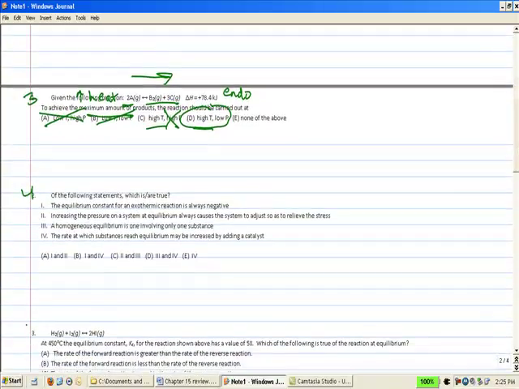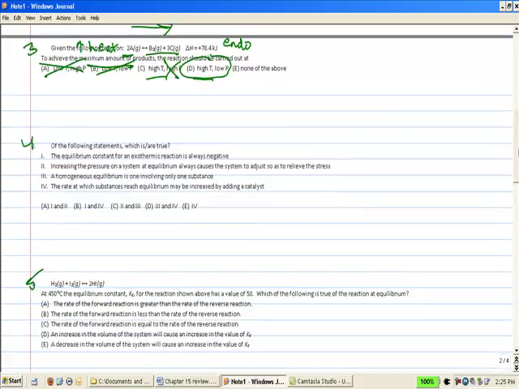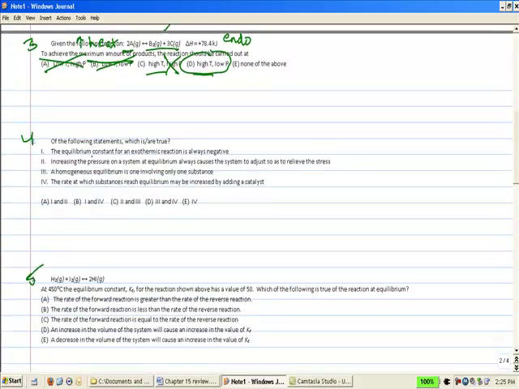Okay, then number 4 says, of the following statements, which is or are true? So number 1, the equilibrium constant for an exothermic reaction is always negative. Delta H is always negative for an exothermic reaction, but do we ever have a negative equilibrium constant? No, never. So that is absolutely not true. Equilibrium constants can be very small numbers, but they're never negative numbers.